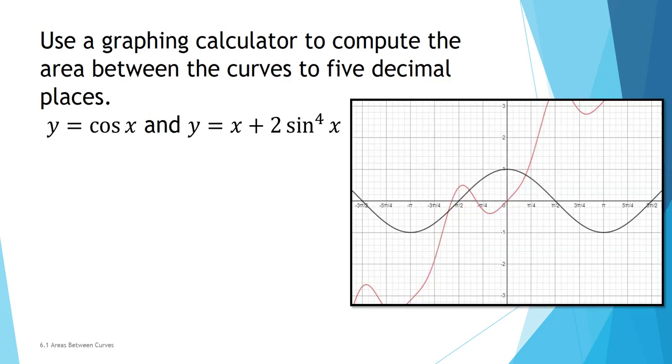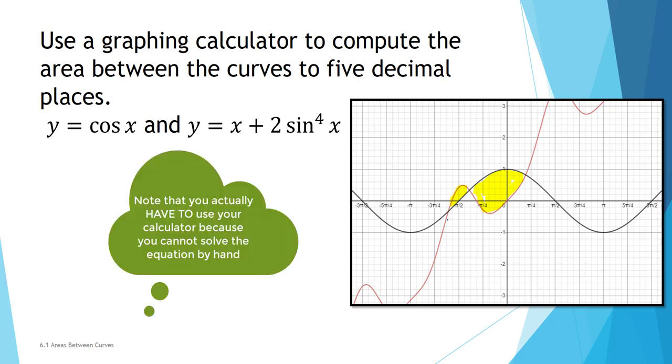I've provided the graph here. The red curve is the x plus 2 sine to the 4th x. And the black curve, hopefully you recognize as the graph of cosine x. So there are two regions that we need to find the area of. There's this region, and then there's this larger region. In order to find the area of those, we need to find the intersection points.